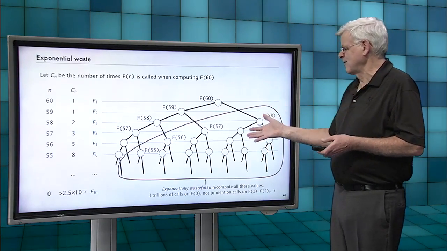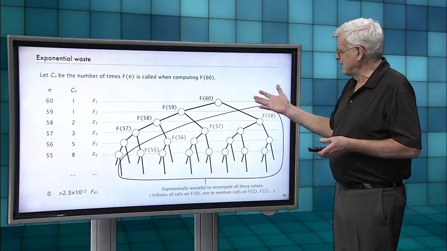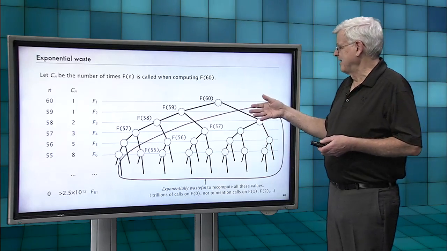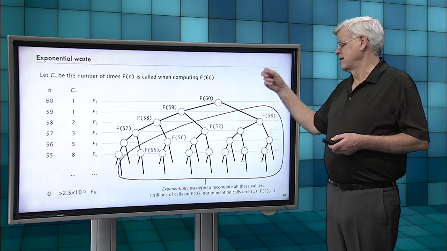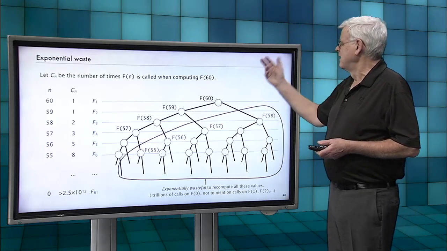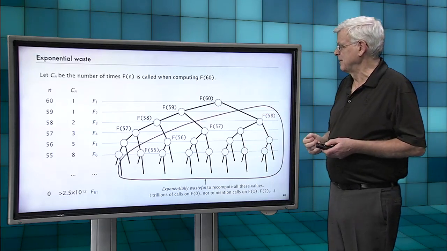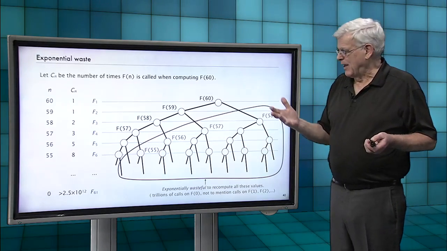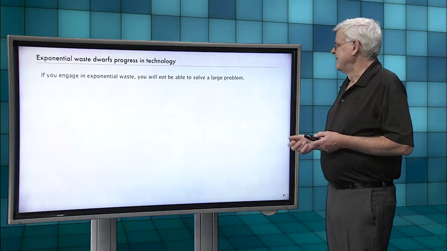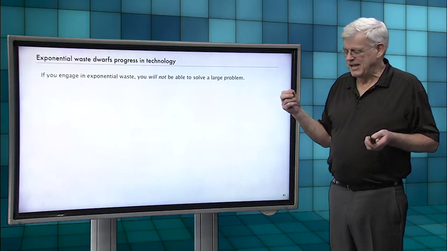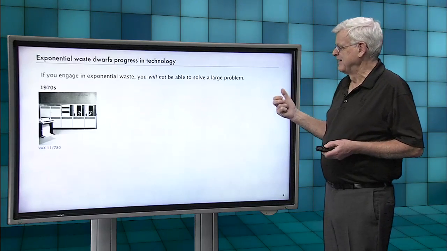There's trillions of calls on f of 0, not to mention the calls on all the other ones. These are values that we already know, and we threw that information away. Remember, f of n grows as the golden ratio to the nth power, so it's going to be an exponential number of calls just to know that f of 0 equals 1. So obviously not an efficient way to proceed. And if you're going to engage in waste like this, you will not be able to solve a large problem.